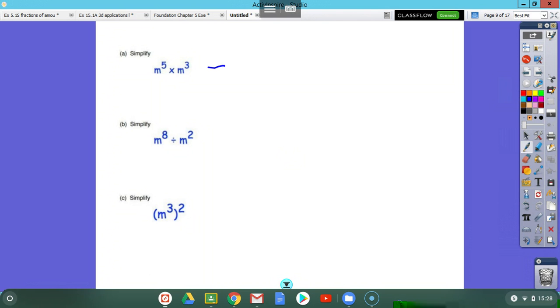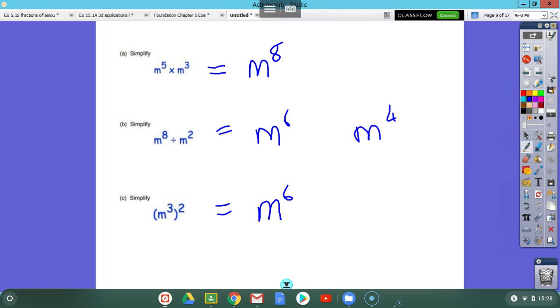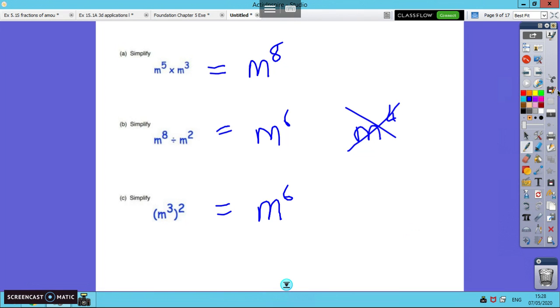When you're multiplying indices together, you actually add them, so you get m to the 8. Down here, if you're dividing them, you would get m to the 6, because you're taking them away. And when they're in brackets you have to multiply them, so that would be m to the 6 as well. I think here I got an answer of m to the 4 just because you divided 8 by 2. Not right, you subtract the indices there.